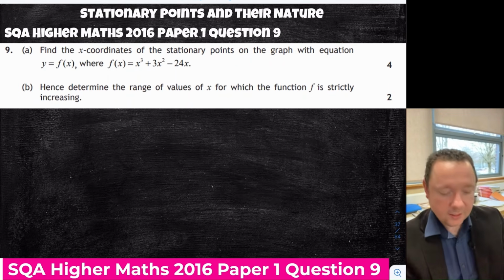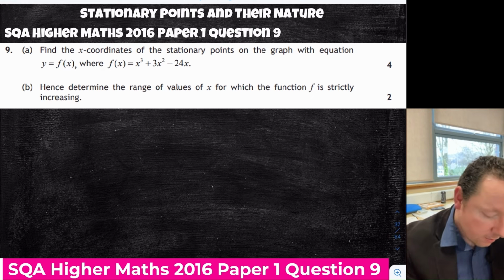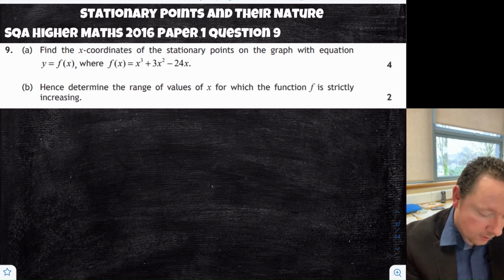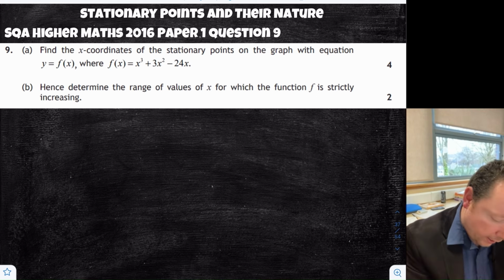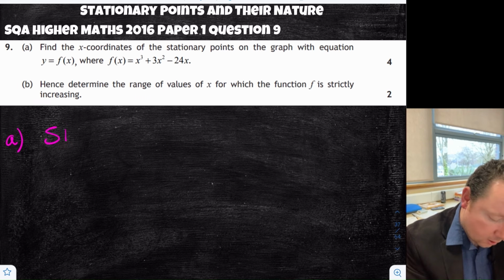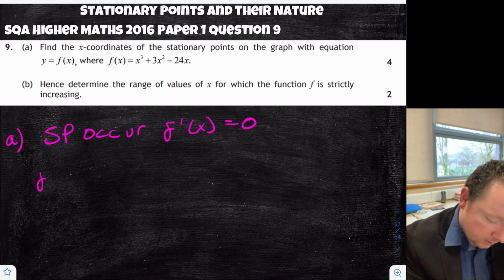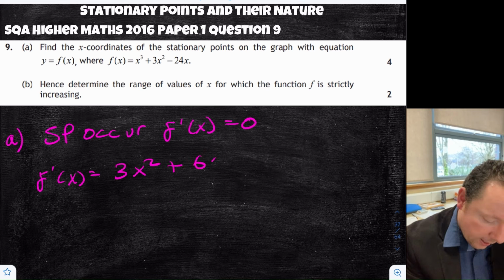Stationary points and nature. SQA Higher Maths 2016, Paper 1, Question 9. Find the x-coordinates of the stationary points in the graph with this equation, and then determine the range of values for which the function is increasing. So part A, stationary points occur when f dash x equals 0. So f dash x is equal to 3x squared plus 6x minus 24. So setting that equal to 0.